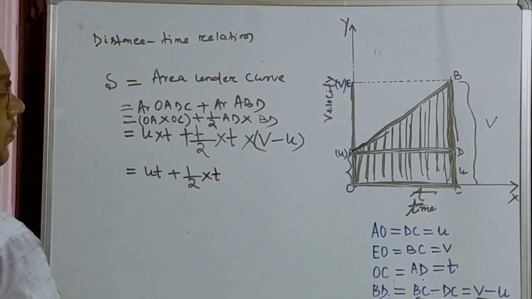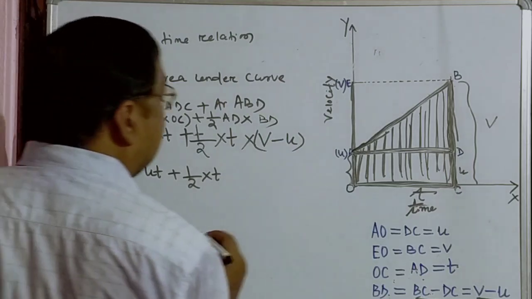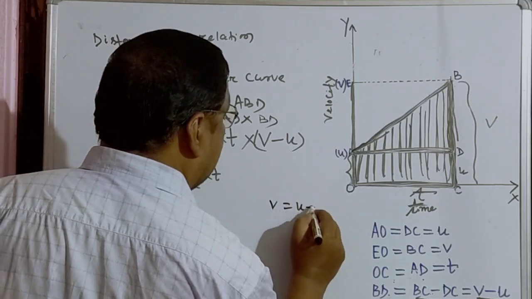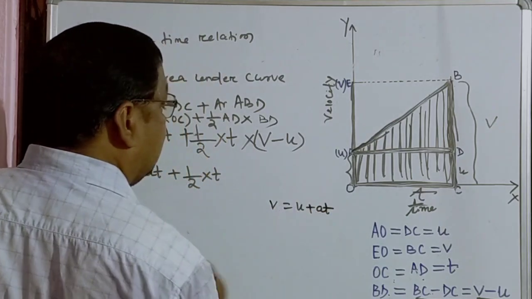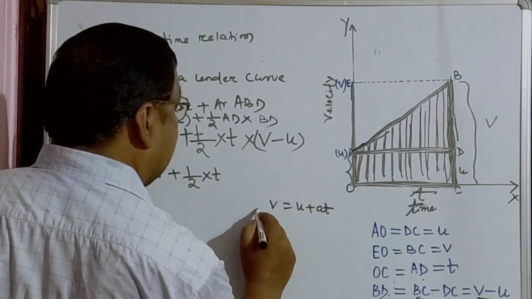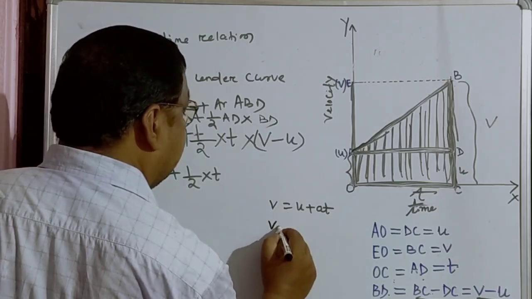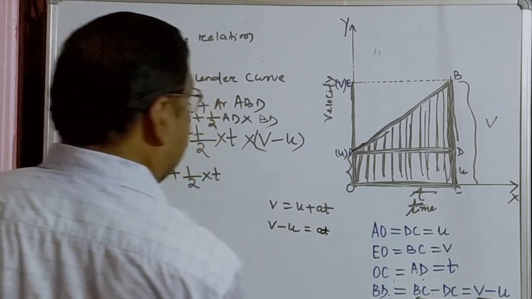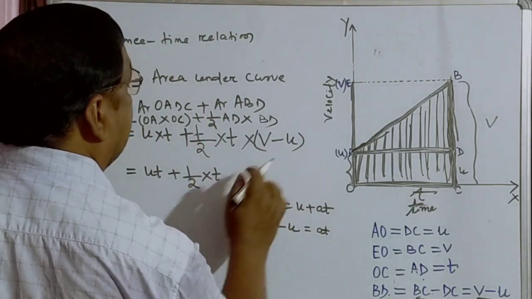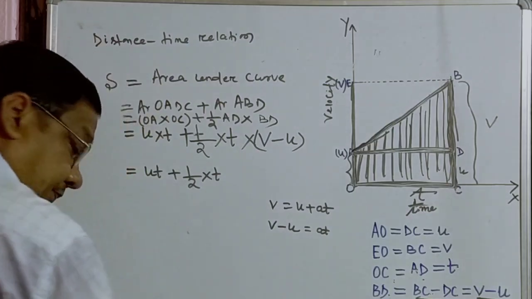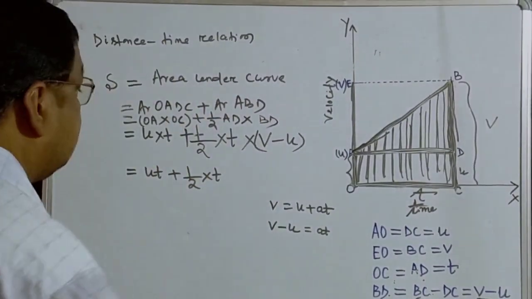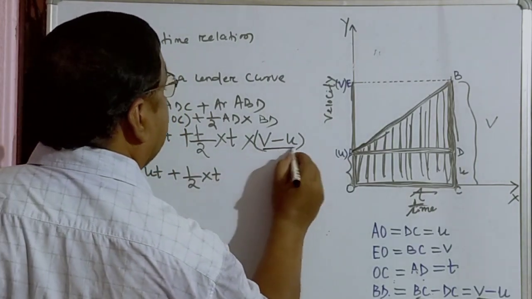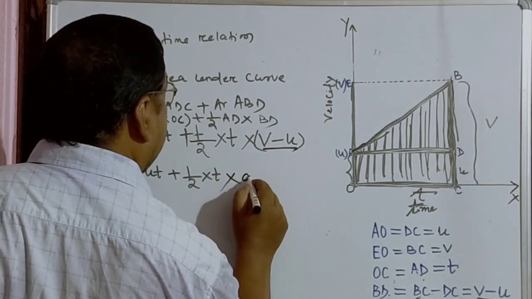What is V minus U? From the first equation. What is first equation? V is equal to U plus AT. If we take U from this side to this side, it will be minus. So V minus U is equal to AT. So in place of V minus U, we can write AT.